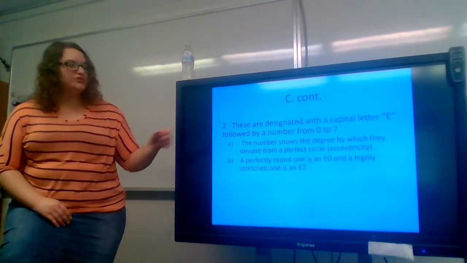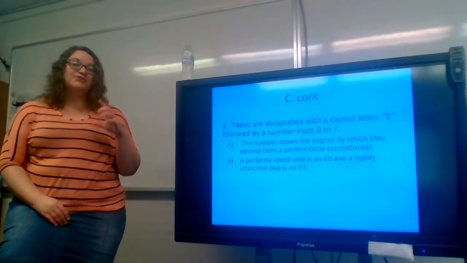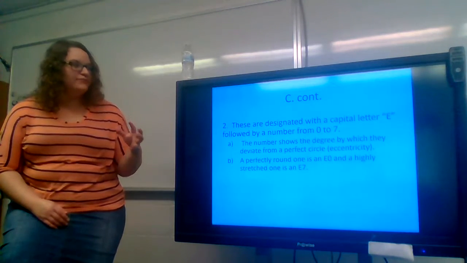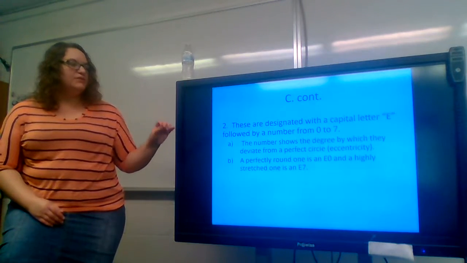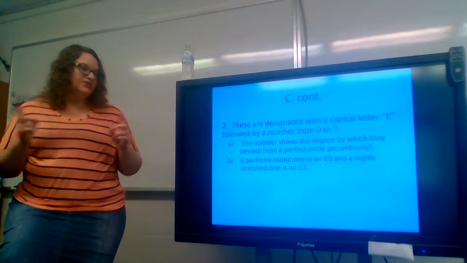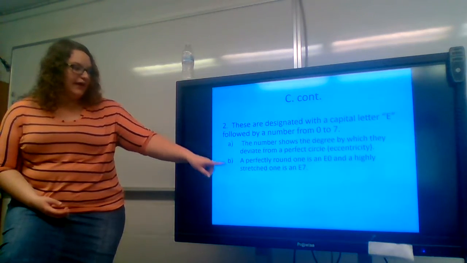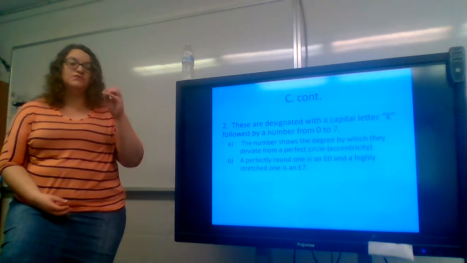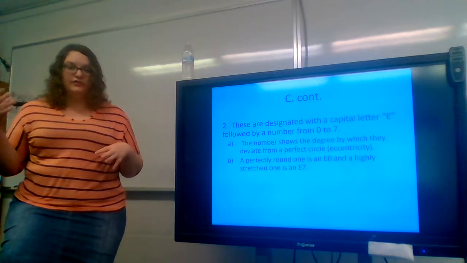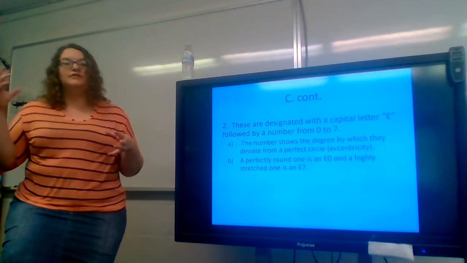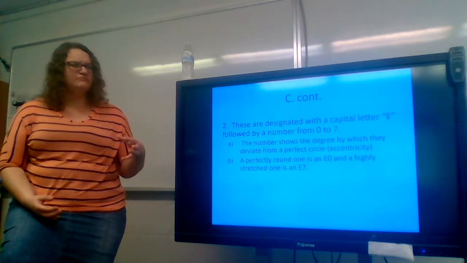Anyway, these are designated with a capital letter E, followed by a number from 0 to 7. Now, the number shows the degree by which they deviate from a perfect circle. This is known as their eccentricity. So the number shows how much they deviate. A perfectly round one is an E0, and a highly stretched one is an E7. So the smaller the number, the closer it is to a perfect circle. The higher the number from 1 to 7, the more oval shaped it is.